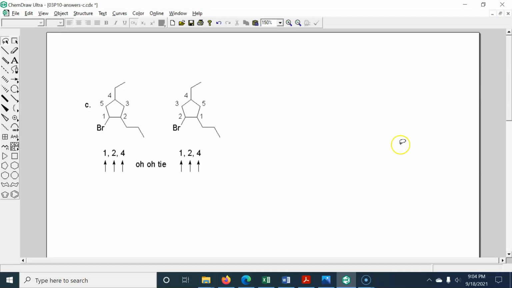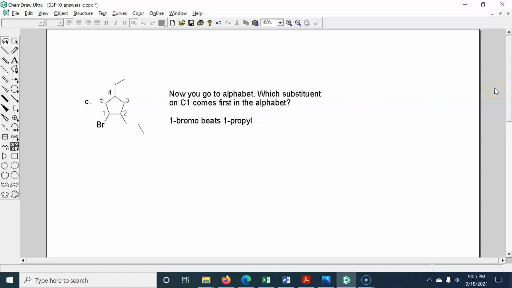We ask ourselves, well, for carbon number 1, we're going to put the substituent that is first in the alphabet. Okay? For here, carbon number 1 has a bromine. On this molecule, carbon number 1 has a propyl. Bromine comes first in the alphabet. What do you notice? We are unconcerned about the ethyl group because it is on carbon number 4 in each case. Okay, I got rid of the loser, and now we see that the numbering starts with 1 bromo because it beat out the other numbering system which had 1 as propyl.